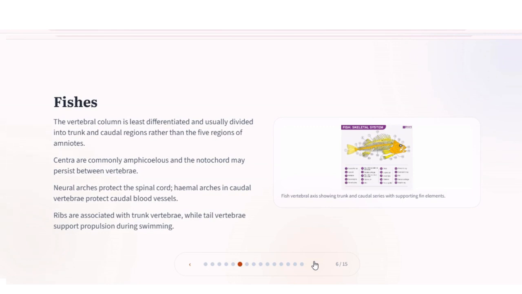The vertebral column of fishes is the least differentiated and usually divided into trunk and caudal regions rather than the 5 regions of the higher vertebrates. Fishes have only 2 regions. Centra are commonly amphicoelous and the notochord may persist between the vertebrae. Neural arches protect the spinal cord. Hemal arches in caudal vertebrae protect caudal blood vessels. Ribs are associated with trunk vertebrae, while tail vertebrae support propulsion during swimming.